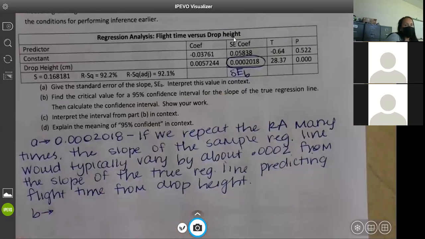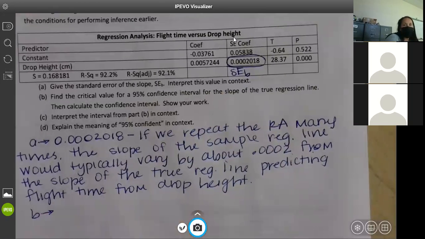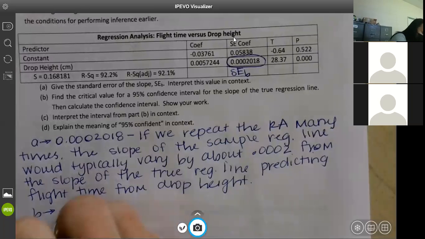So part B says find the critical value for a 95% confidence interval for the slope of the true regression line. Then calculate the confidence interval and show your work. We don't have to test conditions or anything, and it's all pretty much in your calculator, at least for getting the critical value. So how do we get the critical value? Remember, it's T.